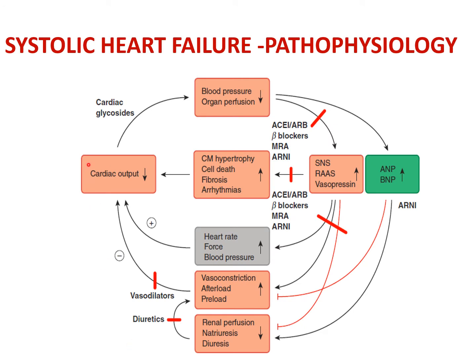This is the pathophysiology of systolic heart failure. So you can see there is decreased cardiac output because of systolic dysfunction, which may lead to decreased blood pressure and decreased organ perfusion. So this triggers the compensatory mechanisms. It increases the sympathetic nervous system drive. It activates the renin angiotensin aldosterone system as well as vasopressin. And it also activates the atrial natriuretic peptide and brain derived natriuretic peptide. So all these are compensatory mechanisms.